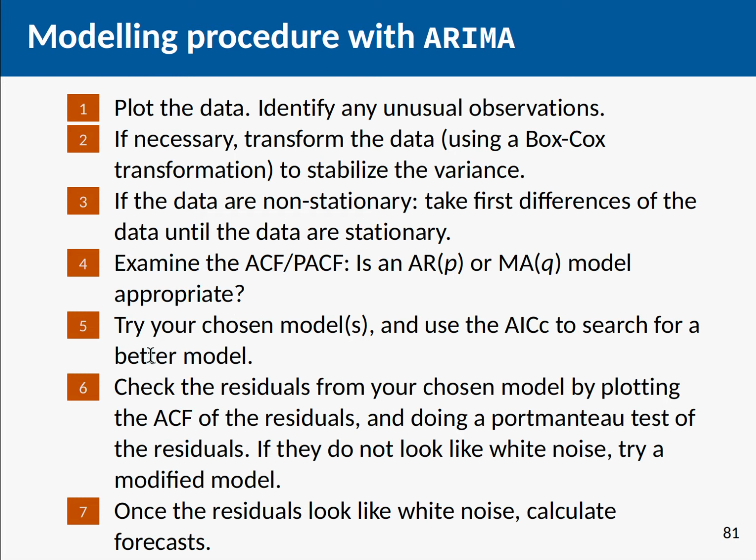Finally, once you have found the model that has the lowest AICC, you want to check the residuals from your model by plotting the autocorrelation function of the residuals and also doing a sophisticated portmanteau test like a Box-Pierce or a Ljung-Box test for the residuals. If they do not look like white noise, you may want to try a modified model, increasing the number of lags and so on and so forth for the ARMA components. And once the residuals look like white noise, you can go ahead with your forecasting exercise. So this is when you're doing things semi-manually.